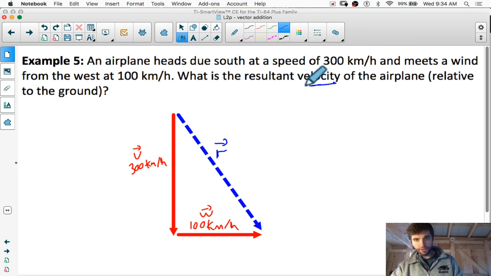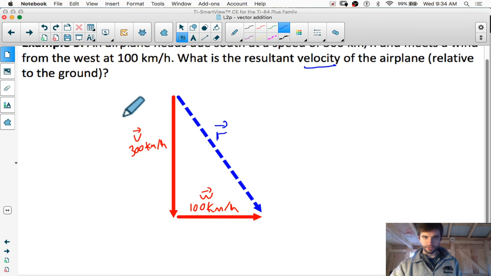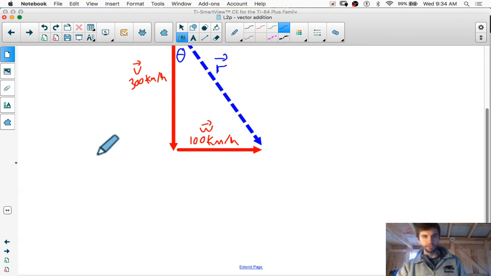And remember, velocity is a vector. It has a magnitude and a direction. So we need to figure out not only what is the magnitude of this side, but we also have to figure out what is the direction that this is going in. So I'm also going to label an angle in here because I'm going to want that angle as well. So let's start by finding the magnitude of this vector. So magnitude.